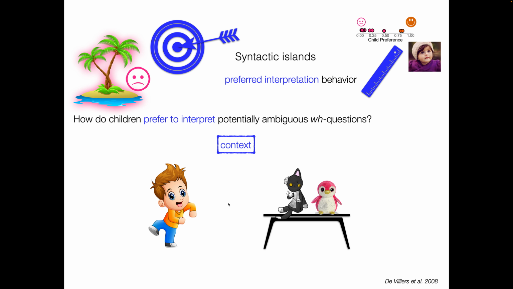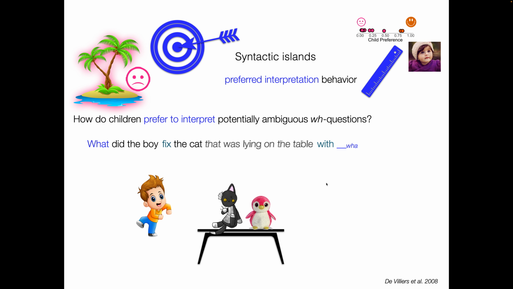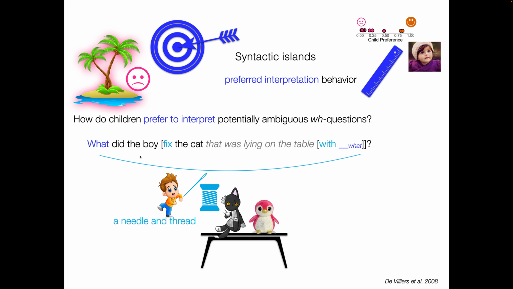Here's our context. Now, with this, we might ask, what did the boy fix the cat that was lying on the table with? All right, so think about that for a moment. What did the boy fix the cat that was lying on the table with? There are actually two ways, potentially, maybe there are more, but at least two ways to interpret this. So one, we're asking, what did the boy fix the cat with? There's some cat, this cat's lying on a table, and we're asking about the fixing. What did he fix the cat with? And maybe an answer is something like a needle and thread.